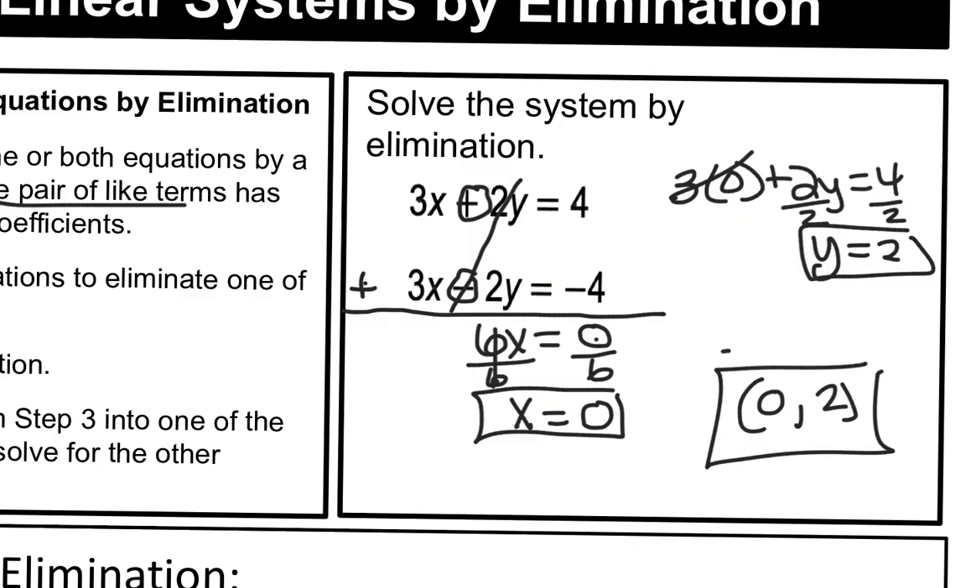Okay, so what we did here, we eliminated one of the variables by adding, subtracting, and if necessary, we'll multiply. And we'll get to one of those in a minute. But you've got to have the same coefficients, one plus and one minus. Okay?